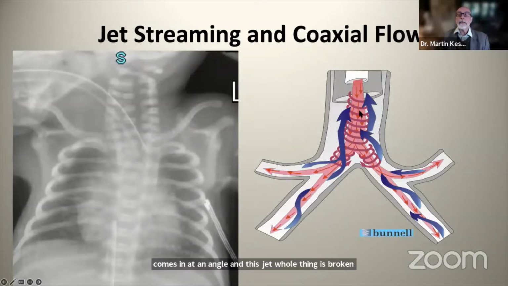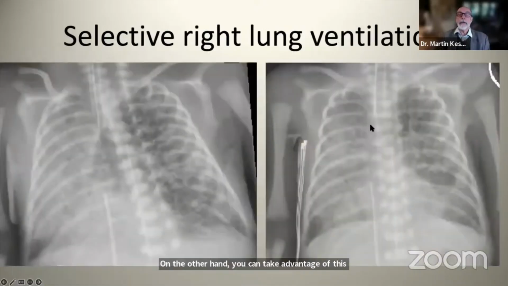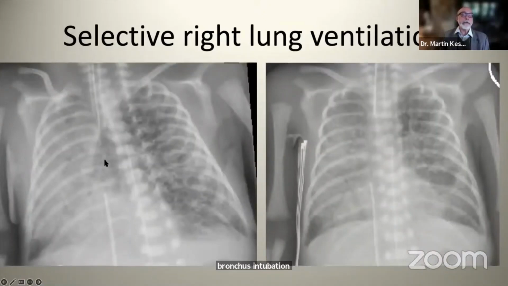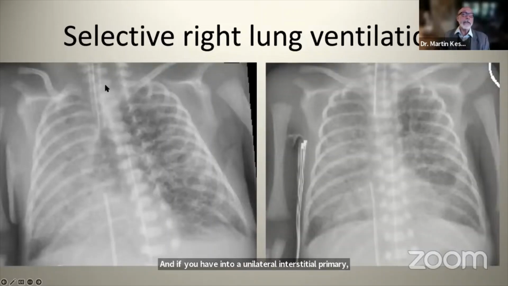On the other hand, you can take advantage of this jet streaming by what I call a virtual right mainstem bronchus intubation. If you have unilateral interstitial pulmonary emphysema, as you have in this patient with tremendous overexpansion and tension, in smaller babies even a 2 millimeter endotracheal tube may be too small to actually intubate the mainstem bronchus, but you can virtually intubate by aiming that jet stream. Within 12 hours, there's not complete resolution, but the tension has gone away and there's considerable improvement, and this baby continued to improve. So jet ventilators have some unique characteristics that make them particularly useful in air leak, but they're not available everywhere.